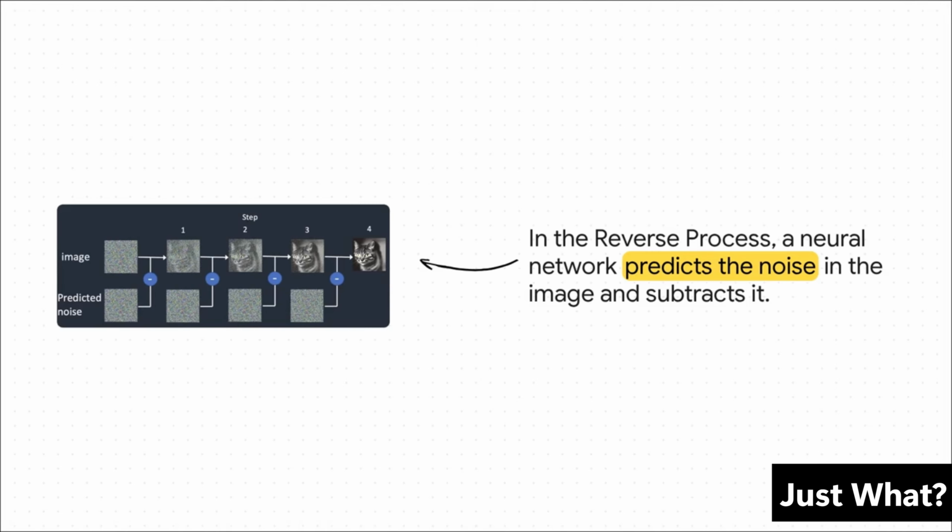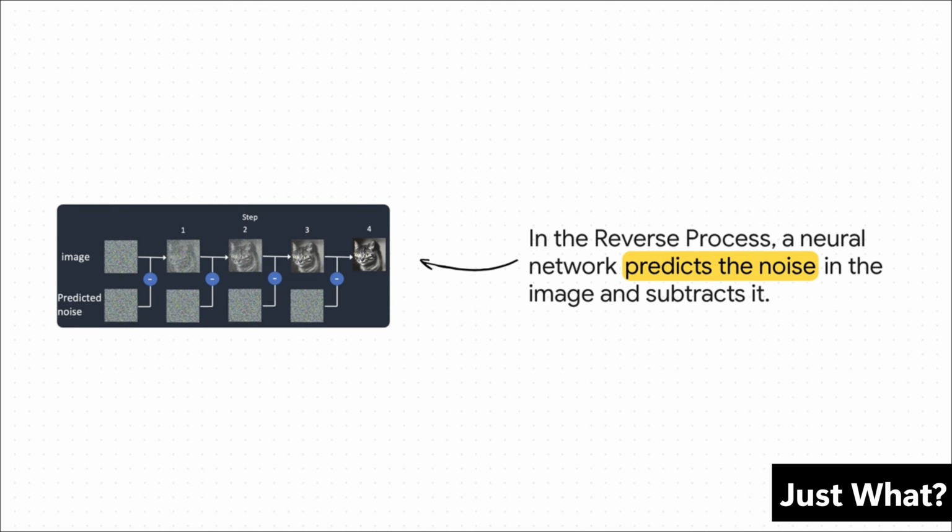And now, for the payoff, the reverse process. When we actually want to create an image, we start with that field of pure noise. And at every single step, a really powerful neural network takes a look at the noisy image and predicts, okay, what noise was probably added here? Then it just subtracts that predicted noise, which makes the image just a tiny bit clearer. It does this over and over and over again, and slowly but surely, an image starts to emerge from the static.